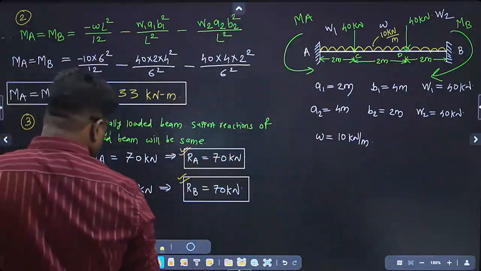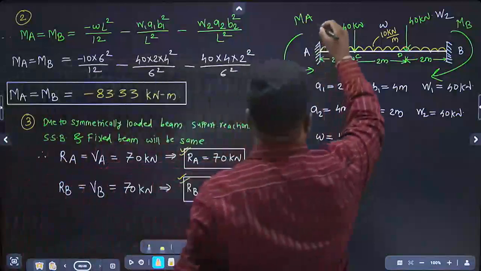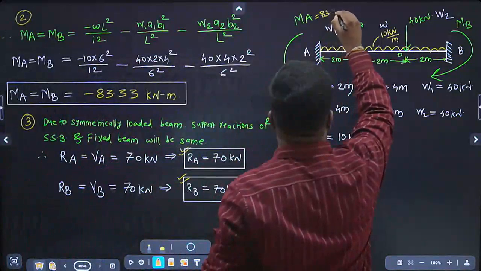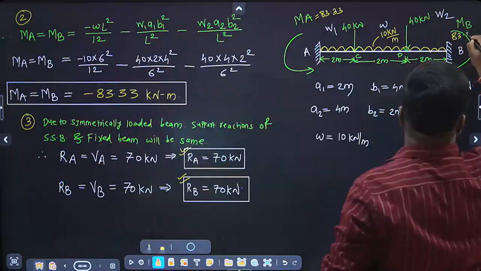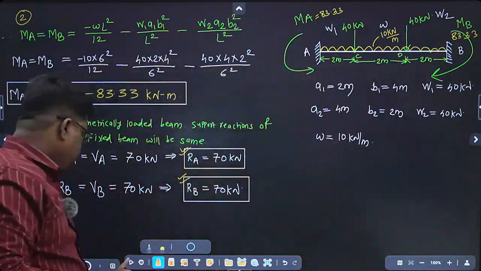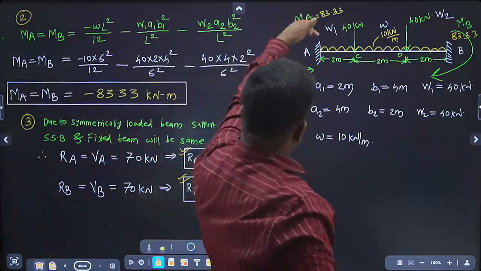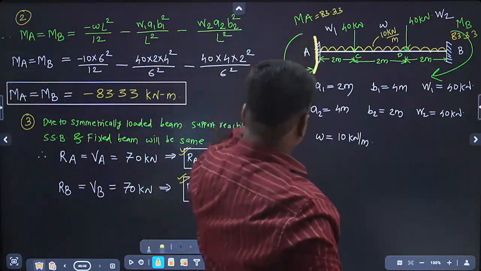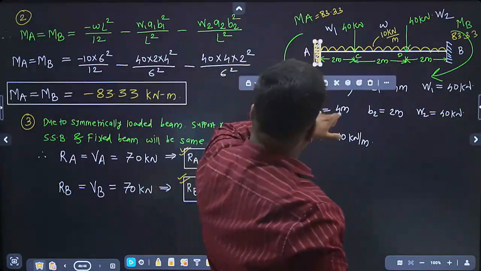Just write the values there. What is MA? 83.33. Write down there. Also here 83.33. Remaining all the values are there. Just replace the fixed supports by reactions.